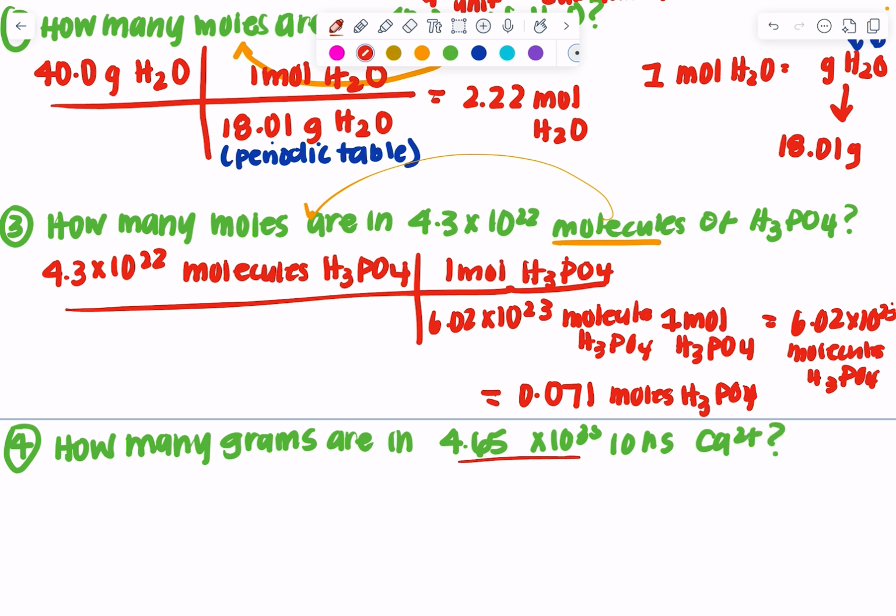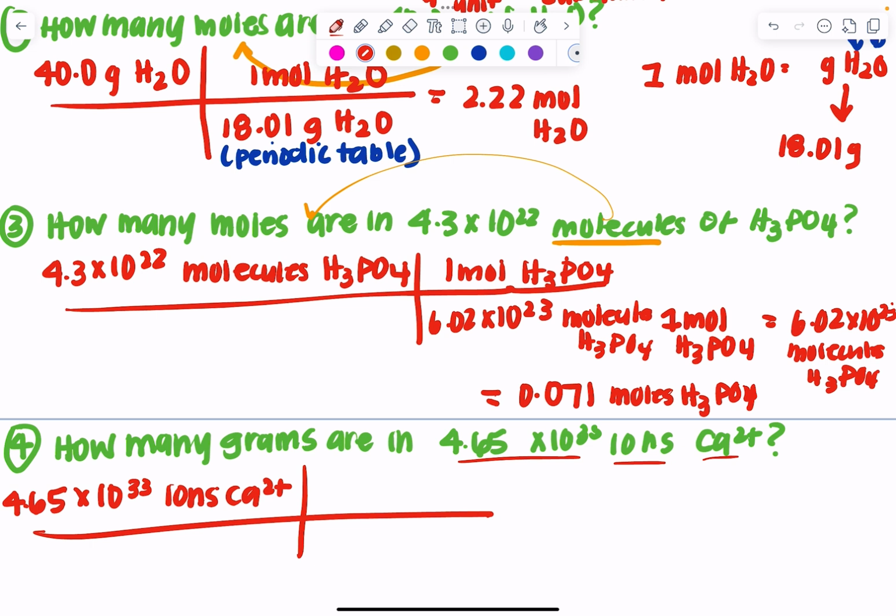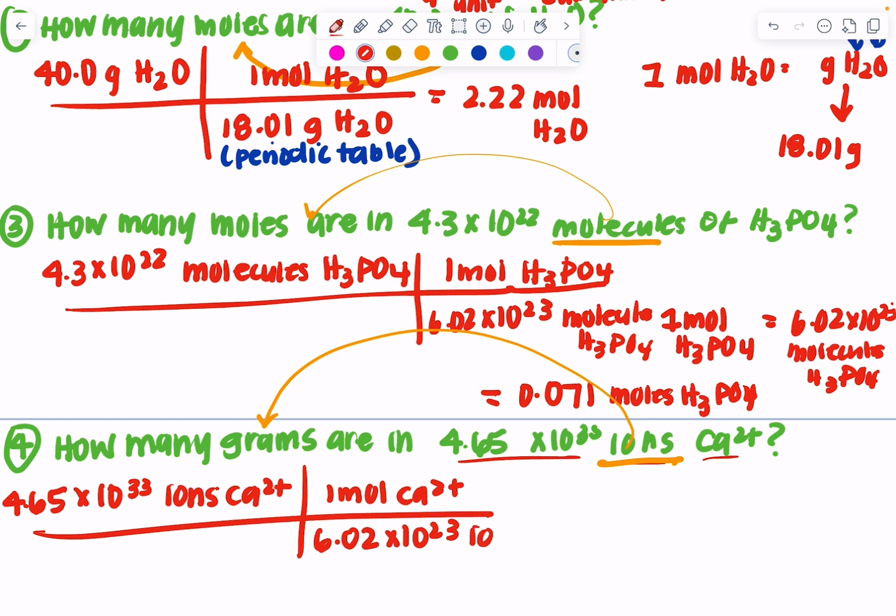Again, always start with what you're given. In this case, we're given 4.65 times 10 to the 33rd ions of Ca2+. We cannot go directly from ions to grams. We first need to go to moles. And we know that in 1 mole of Ca2+, we have 6.02 times 10 to the 23rd ions of Ca2+. And the reason I put ions on the bottom is so they cancel.